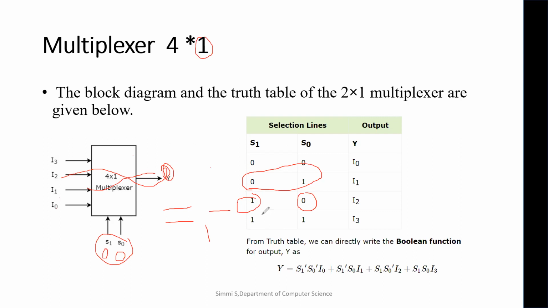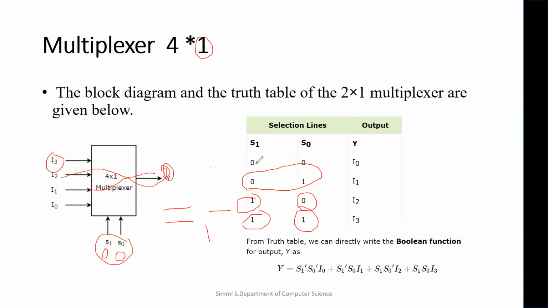And when both the selection lines are 1, 1, that is S1 equal to 1 and S0 equal to 1, at that time the value in I3 will be going through the multiplexer. That is, Y will have the value I3 whenever the combination of selection lines is 1, 1.